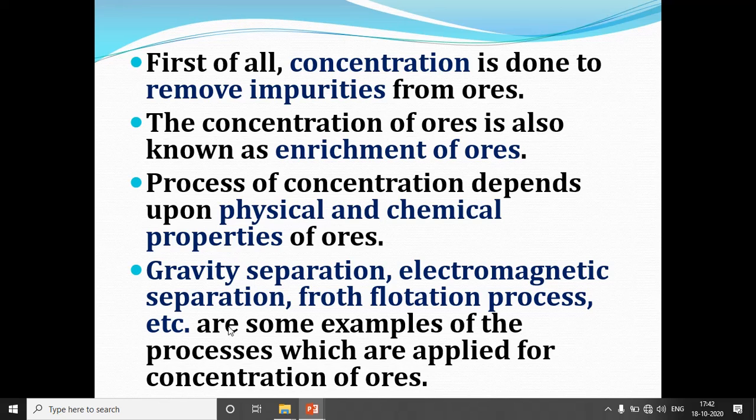These are some of the examples of processes which are applied for concentration of ores. They are gravity separation, electromagnetic separation, froth flotation process. About all these processes we will learn in higher class briefly. So now you should know about this. For concentrating ores, what are the methods they are applying? Gravity separation, electromagnetic separation, froth flotation process. These are some of the examples which are applied for concentrating the ores.